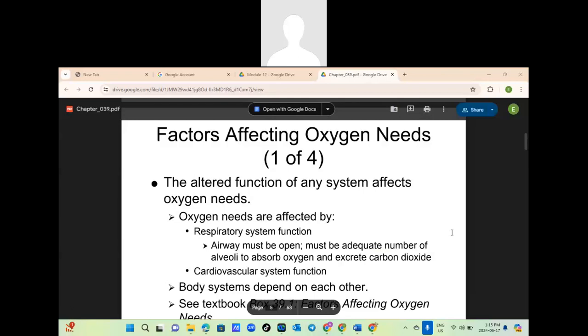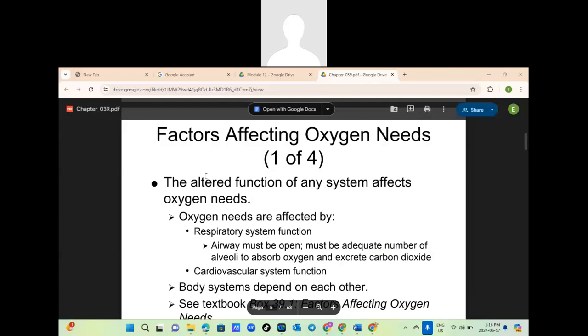So what if the alveoli, for some reason, are not healthy enough to have this gas exchange? Alveoli absorb oxygen and excrete or eliminate carbon dioxide. If the alveoli are not sufficient or not in an adequate number, definitely the person will have problems. There's an altered function of the respiratory system, or your lungs.